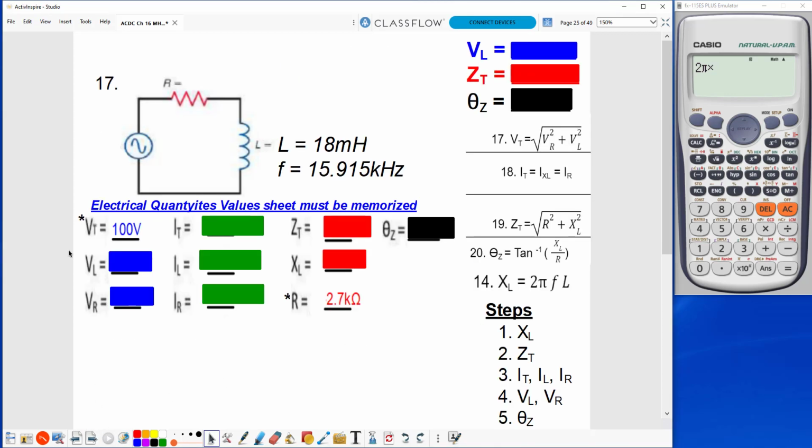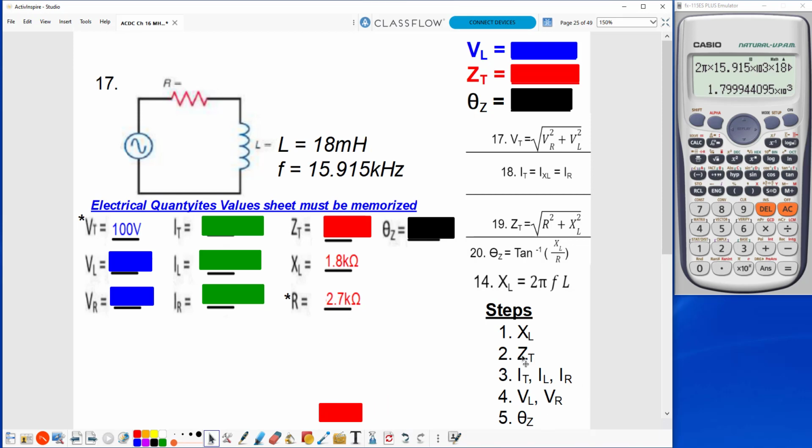So we get our spreadsheet written out, we fill in the values from the math handout, and we're ready to make some calculations. So 2 pi times my frequency of 15.915 kilohertz times L, 18 millihenries, and this gives me an XL inductive reactance value of 1.8 k ohms.